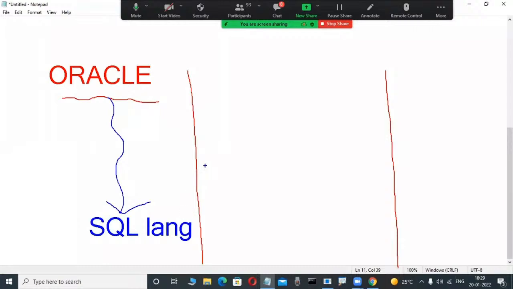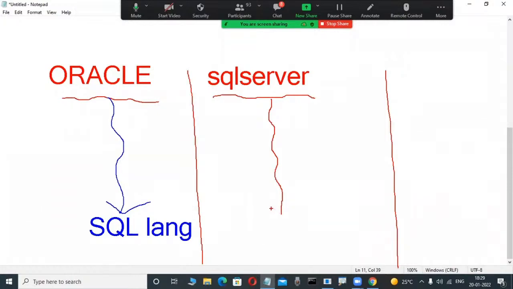Suppose in my company another project also uses a relational database product, from Microsoft: SQL Server. Some employees are working on SQL Server, which is also a database product like Oracle, but to operate it they use one language only. What is that language? SQL is a language.